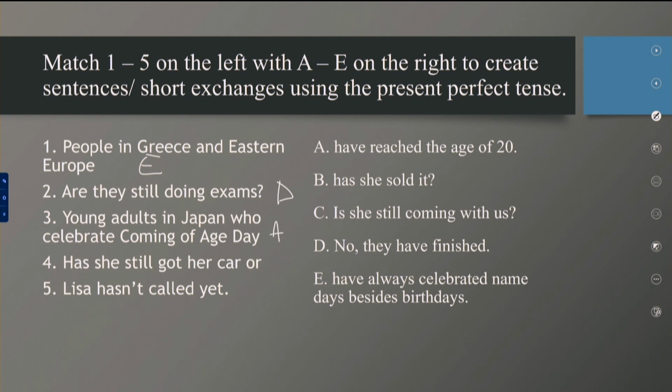Andrea? Has she still got her car, or B, has she sold it? And the last one is... Lisa hasn't called yet. C, is she still coming with us? Good.